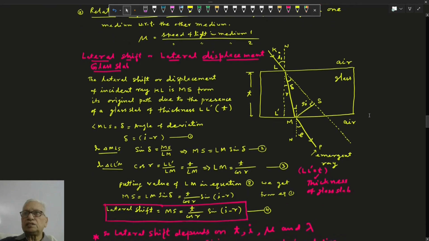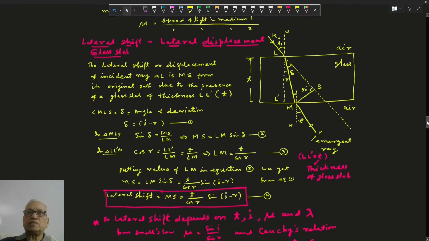Here is lateral shift, an important part. This derivation may come in the board examination, and as a question also. Very simple. It is called lateral shift. Here is the incident ray when produced and the final emergent ray. If the first and the last medium are the same, these two rays must be parallel and I is equal to E. And this perpendicular distance between the two parallel rays is called lateral shift or lateral displacement.